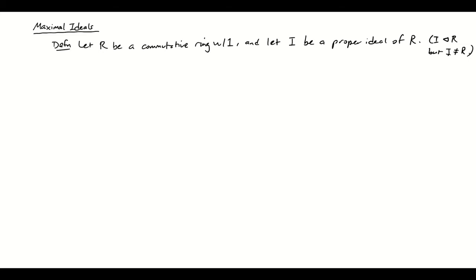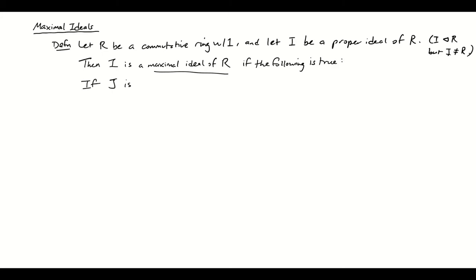Then here's what it means to say that I is maximal. Then I is a maximal ideal of R if the following is true. If J is an ideal of R such that I is contained in J and J is contained in R, then J is either I or R.